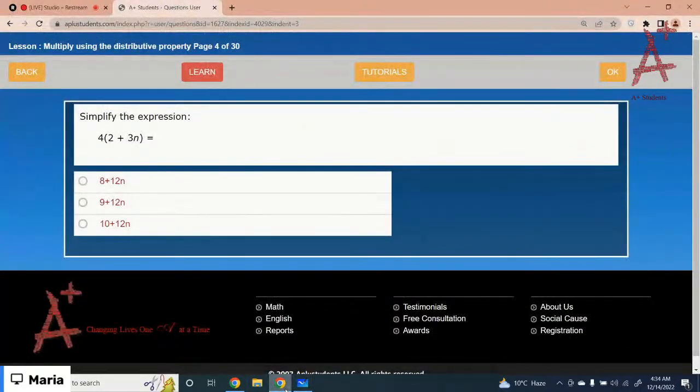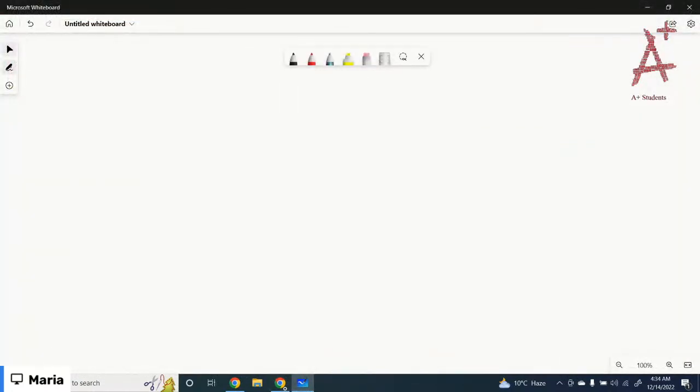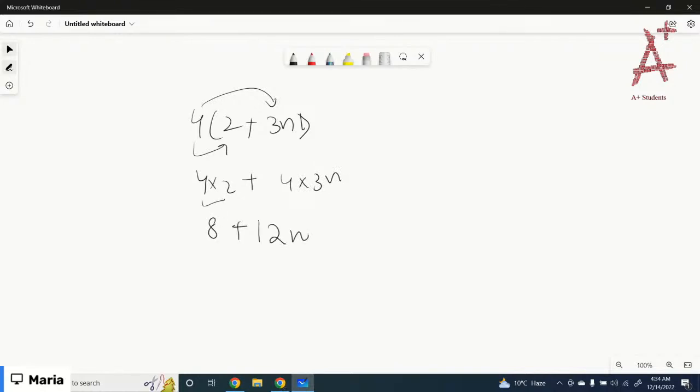Got it? Okay, the next one is 4 times. Just do 4 times 2 and then plus 4 times 3n. 4 times 2 is 8 and 4 times 3 is 12n. You cannot add 12n and 8. They are two different things. 12n has a variable n, and 8 does not have a variable. So both of them are different things. So the correct option is 8 plus 12n.